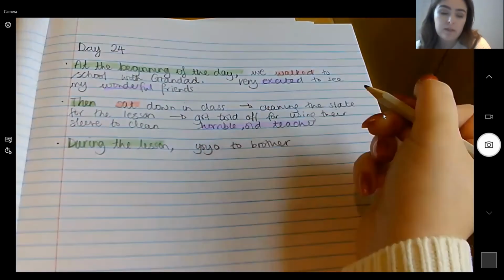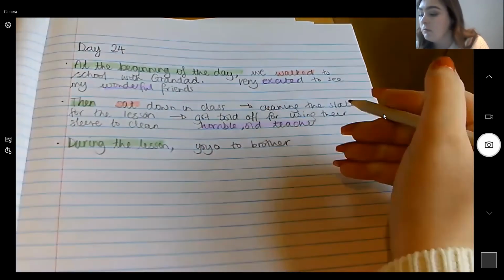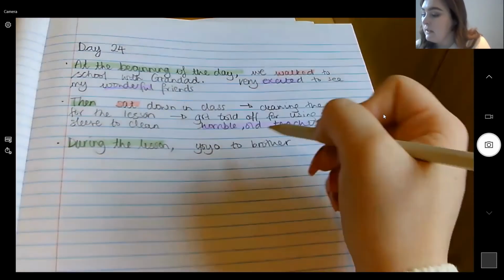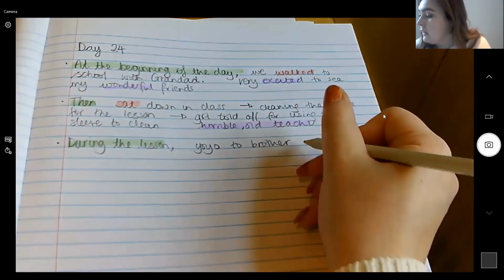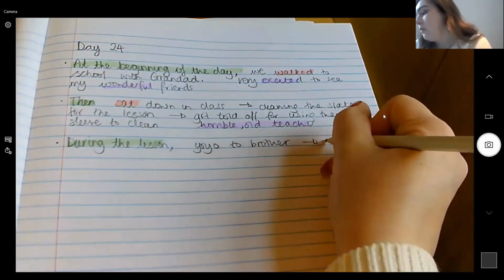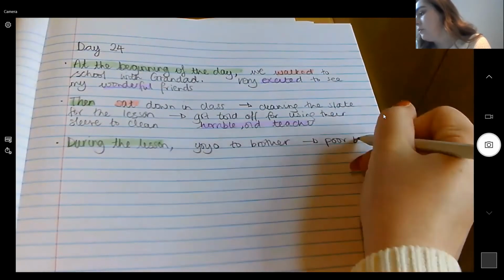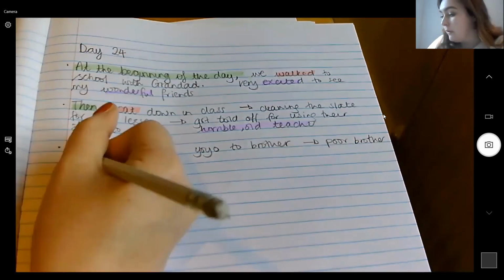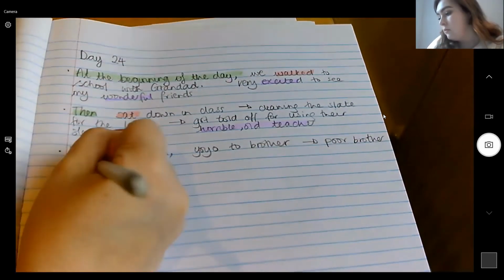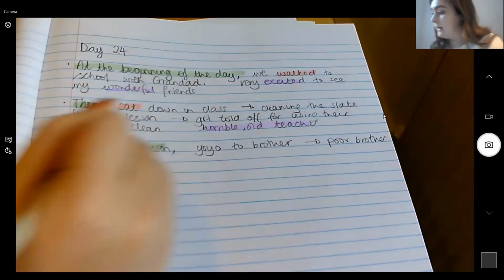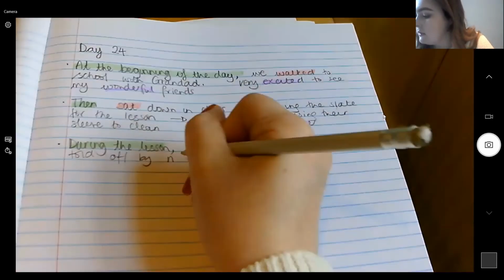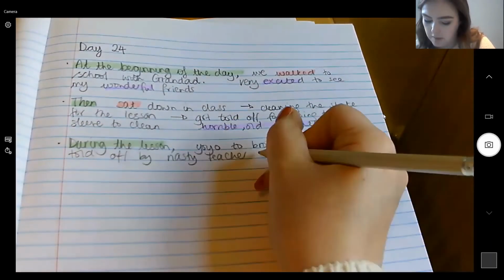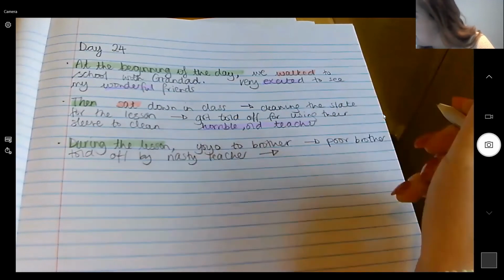You don't need to write in full sentences. And when you are writing notes, I will show you in tomorrow's lesson how to turn those notes into full sentences. So during the lesson, yo-yo to brother, poor brother. So I'm trying to include emotive language there to make the reader feel sorry for my brother. Poor brother told off by nasty teacher. And then she made him stand in a corner.